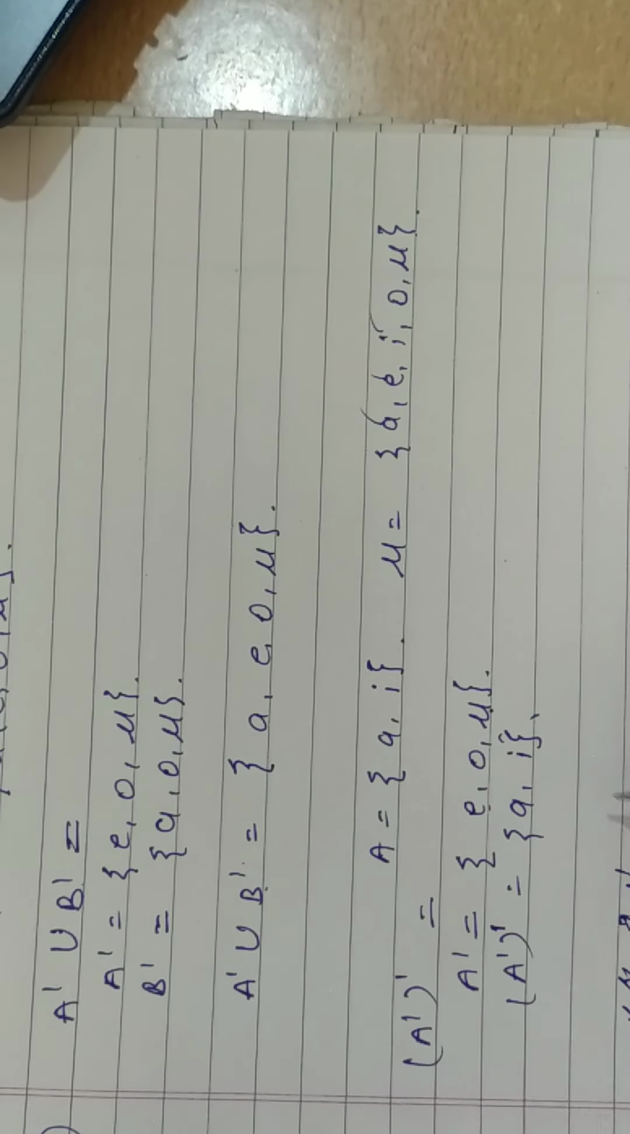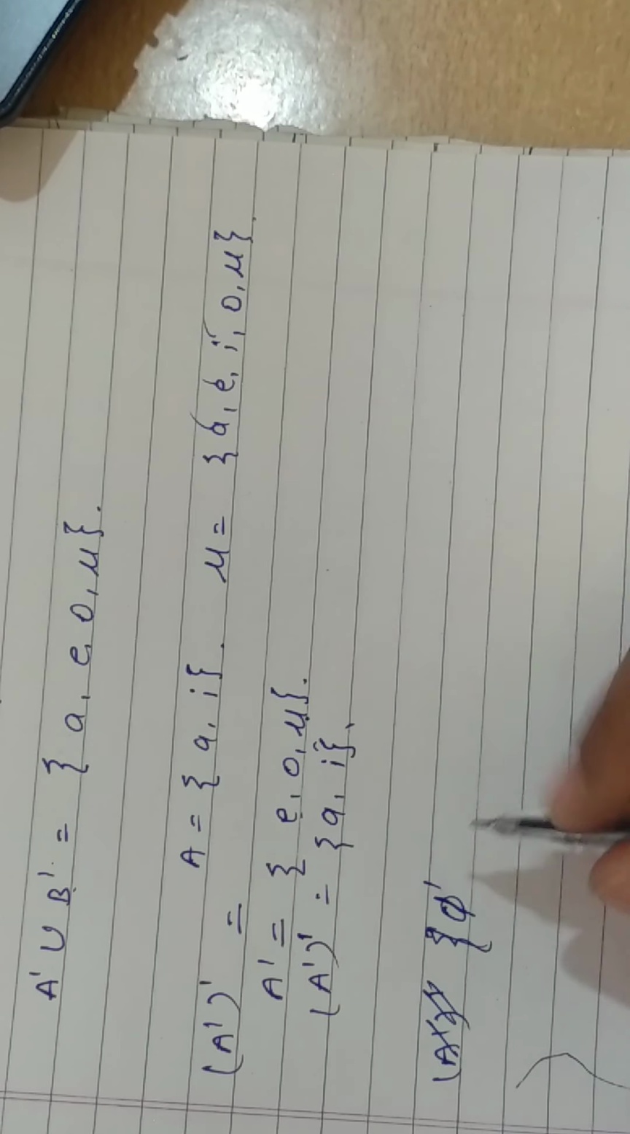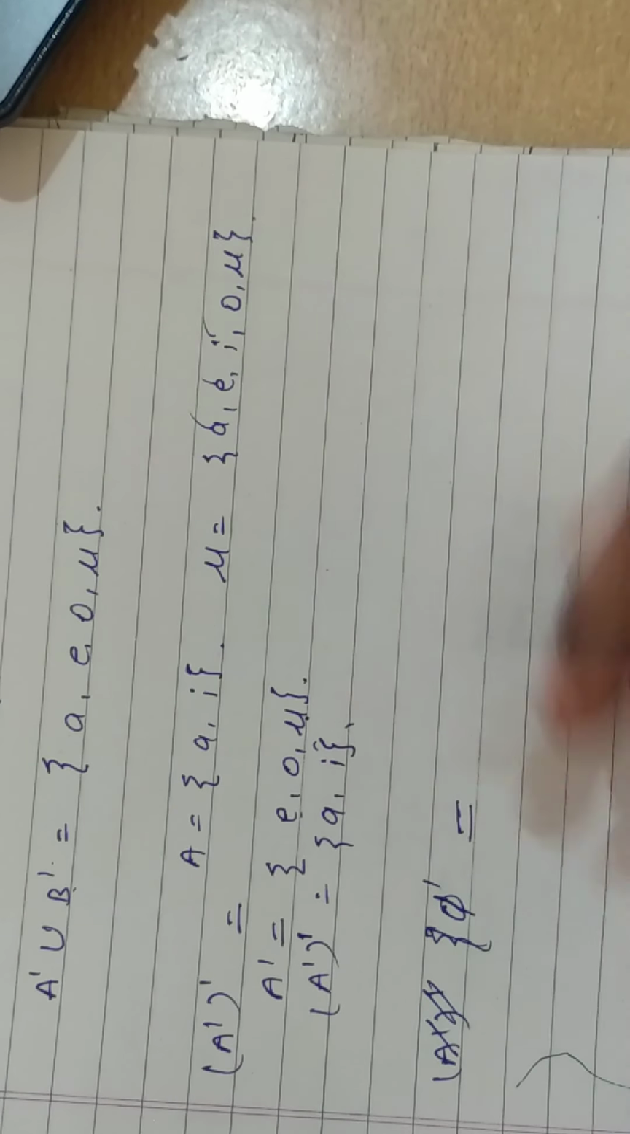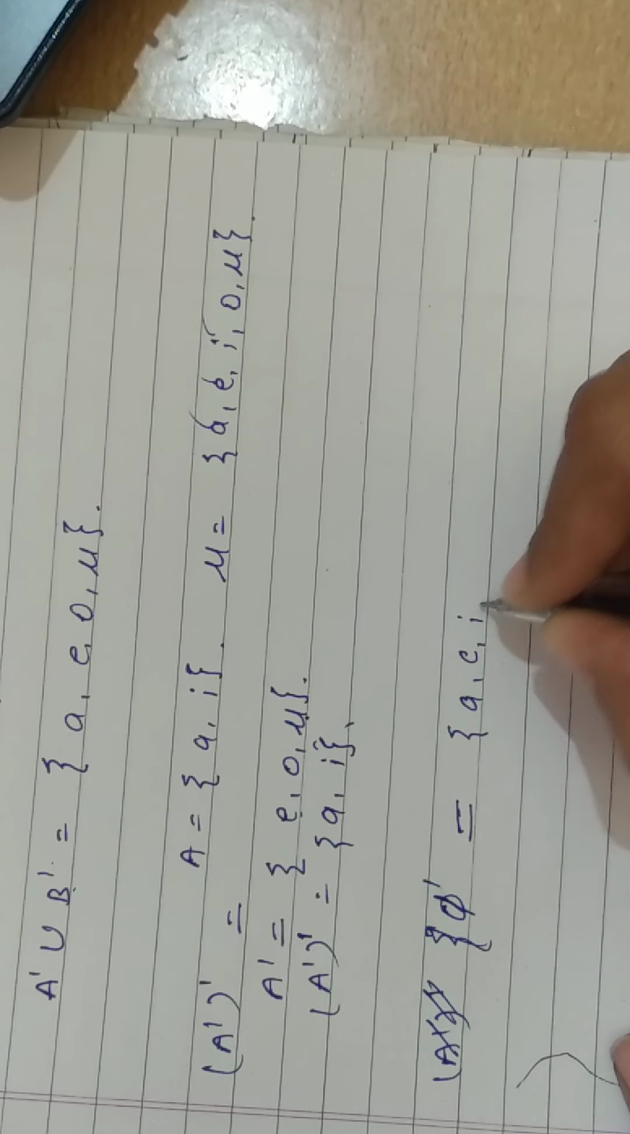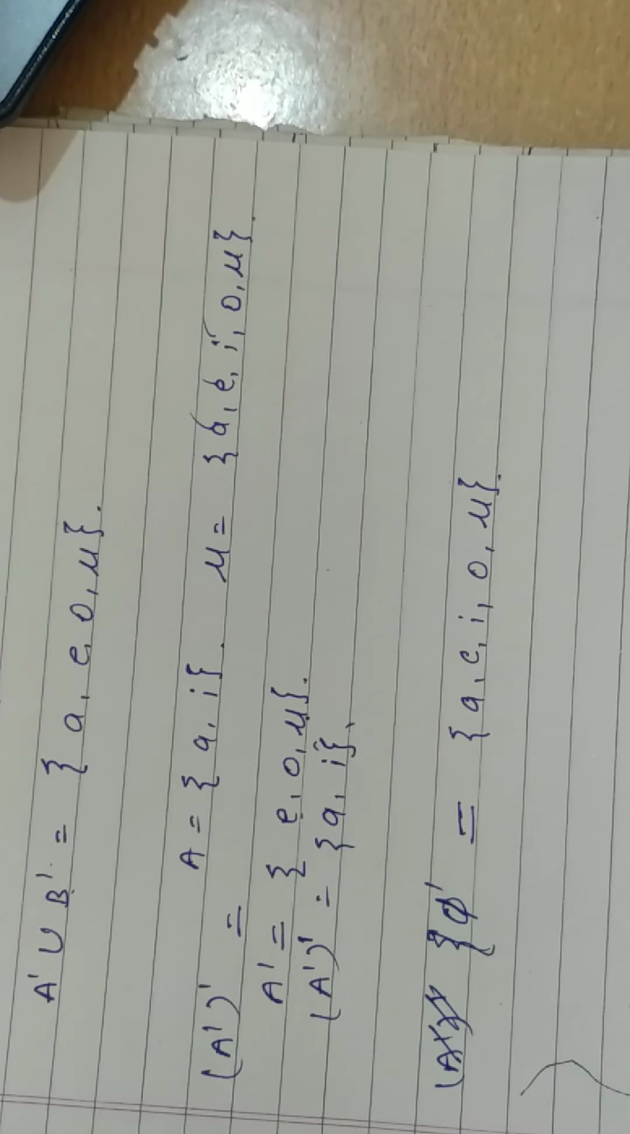Okay. Now last one is phi complement. So what is phi complement? Phi means what? There is no element in that. So except this you take all the elements of U. It means A, E, I, O and U. These are total 10 parts given in this question. Now relate all these parts.